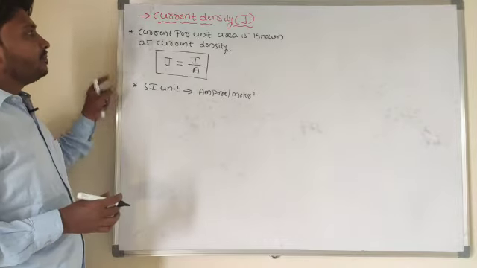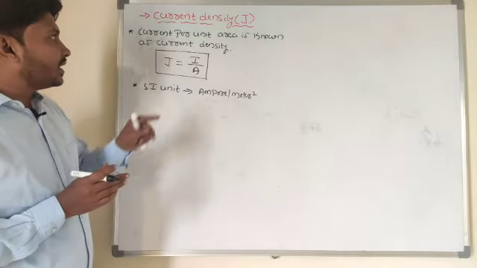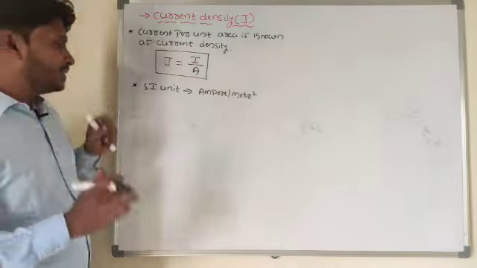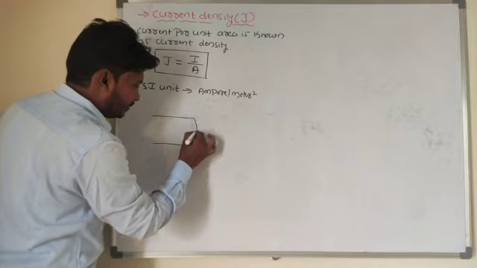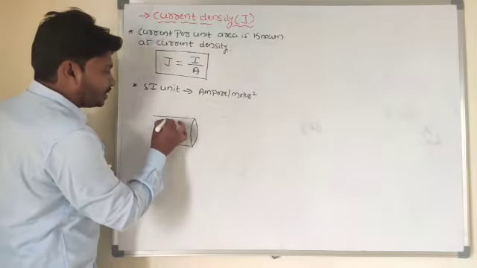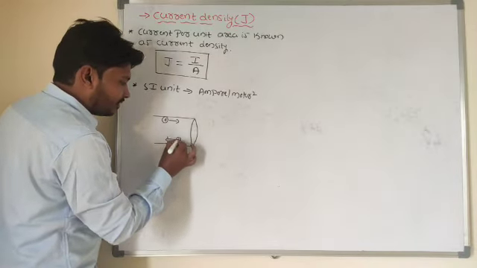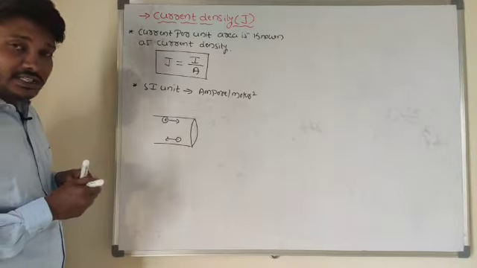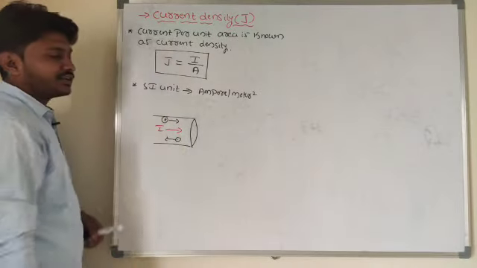Now I need to understand whether this current density is a scalar or a vector. Current is a scalar physical quantity, as I said. Then what about the current density? For that purpose, let me take one conductor here. Positive ions are moving in this way and negative ions are moving in this direction. Then what will be the direction of current? The direction of current is taken on the basis of the direction of the positive ions. So this is the direction of the current.